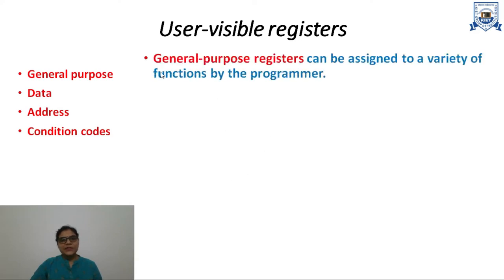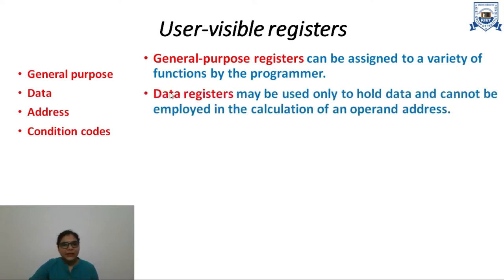General purpose registers, as the name suggests, can be assigned to a variety of functions by the programmer. A programmer can use these registers for different purposes. Data registers can be used to hold data only. These cannot hold an address. So this type of register which holds data only is called a data register.